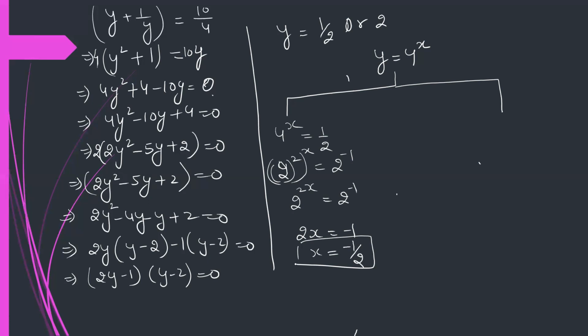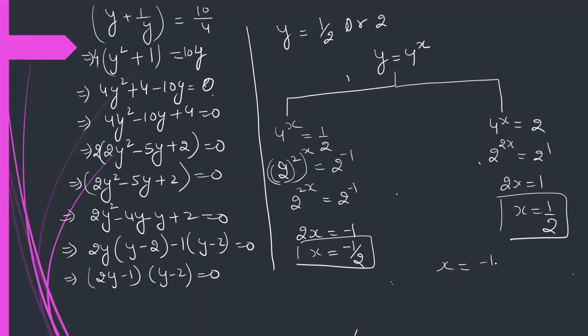Right? Further, here we have y equals 4 to the power x, and 4 to the power x is given as 2, which can be written as 2 to the power 2x equals 2 to the power 1. Bases same, powers will be equated, x will be equal to 1 by 2. So the values of x are minus 1 by 2, comma 1 by 2.